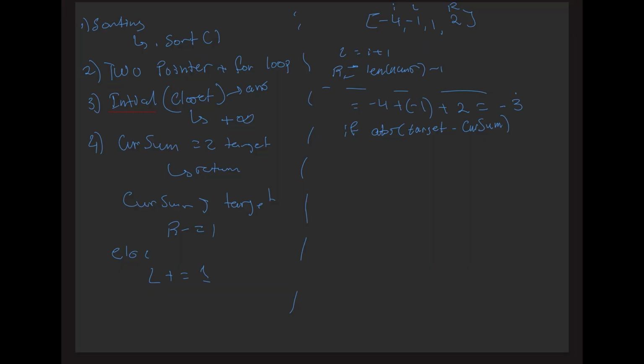And we're going to say, what is the distance between the current sum and the target? If it is less than the absolute value of closest minus the target, where closest is our answer, which I'll mark in a different color right here and is initialized at positive infinity, then we would update our closest to be the current sum.